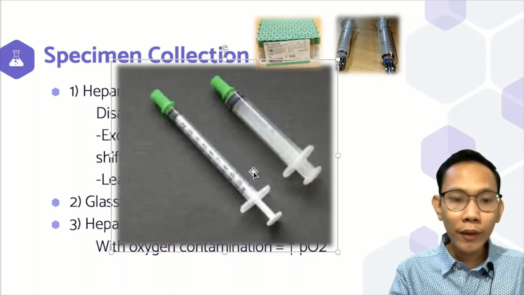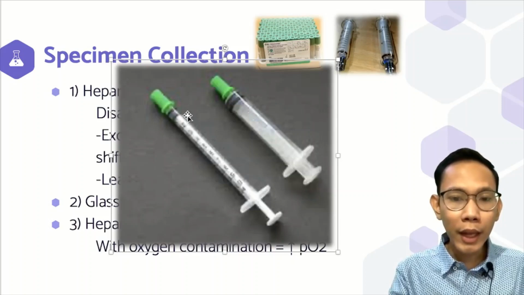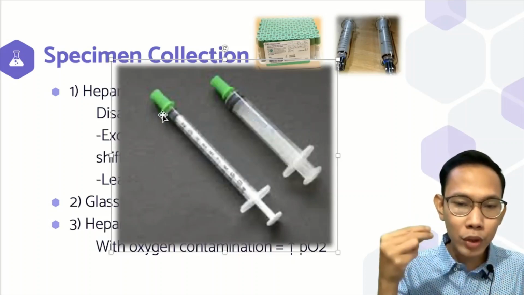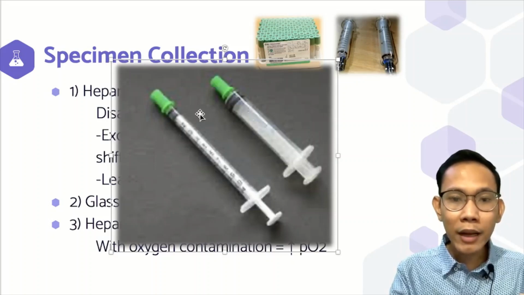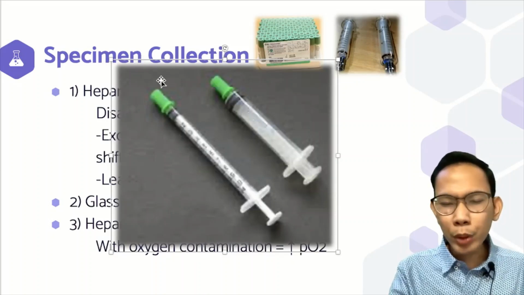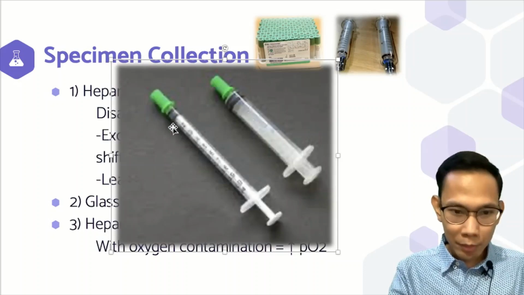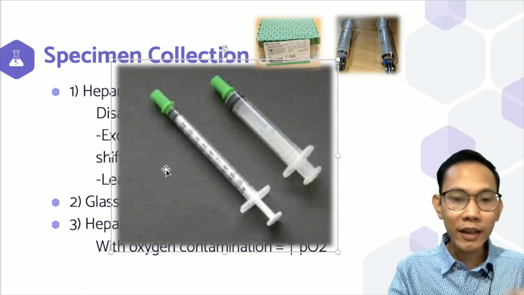You have to flush this syringe with 0.5 ml of heparin. So you first put in 0.5 of heparin, then you try to flush the entire syringe up to the tip, and then you expel the excess. But usually there is nothing to expel, because it's only 0.5 ml, and you can flush the entire area. So just push and pull the syringe.